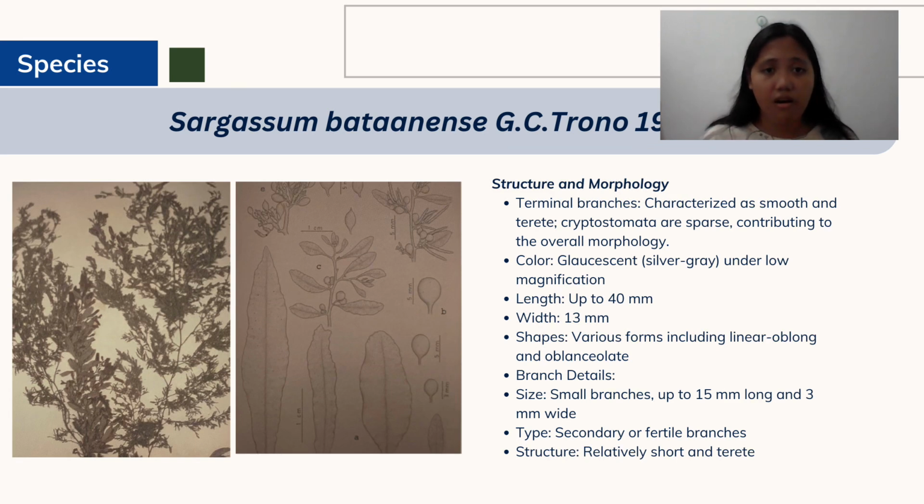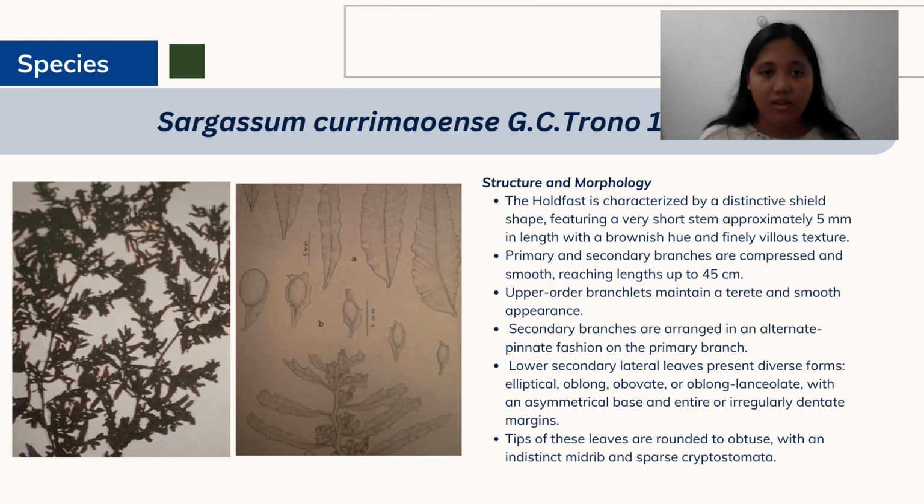The length of the Sargassum bataanense is up to 40 millimeters and 13 millimeters wide. The Sargassum bataanense is distributed in Luzon, in Sitio-Saay, in August, Limay, Puting Buhangin, Orion, and in Bataan. Next is the Sargassum curimawense.